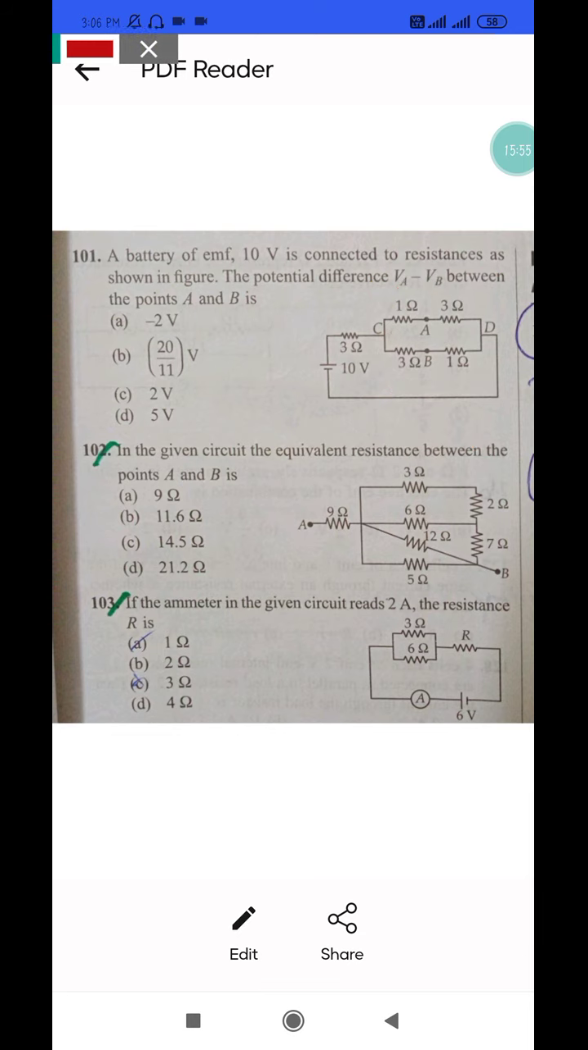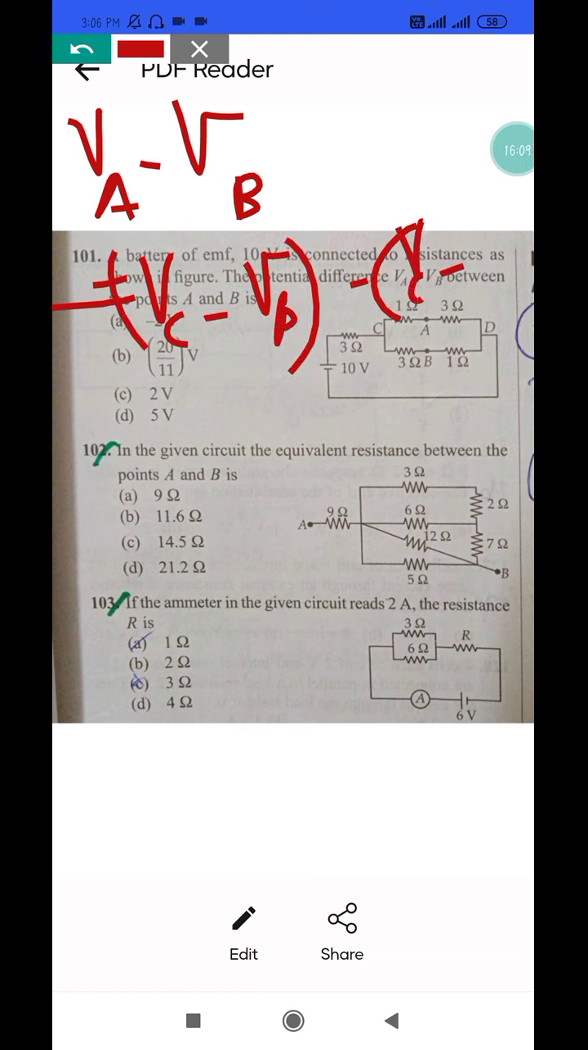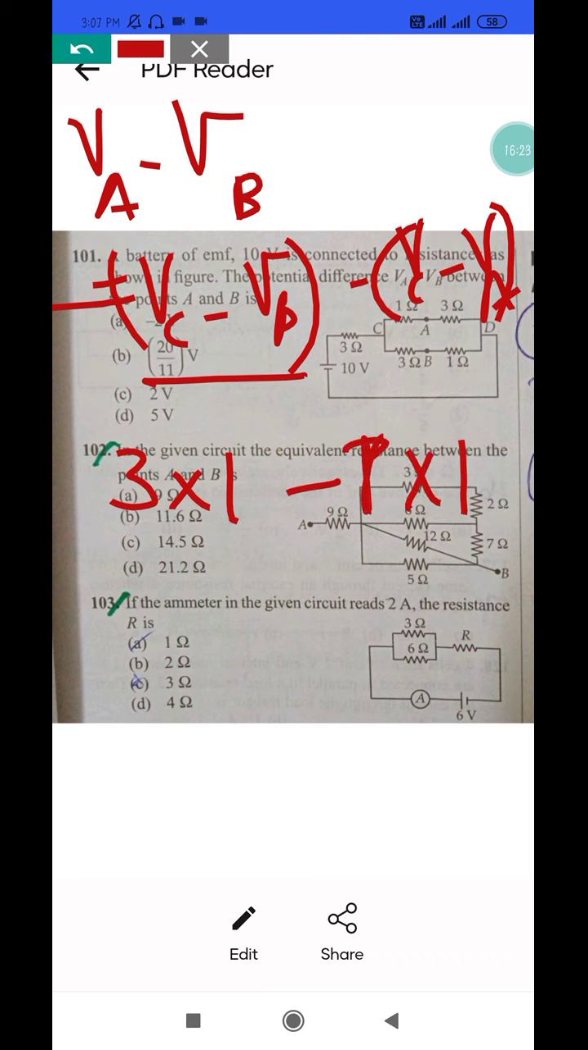Is that clear? So now, by knowing the current and the resistance, what is the struggling point to find out the potential? That is VA minus VB, which is simply VC minus VB minus VC minus VA. So VC minus VB is nothing but 3 into 1, minus VC minus VA, which is nothing but 1 into 1, right?